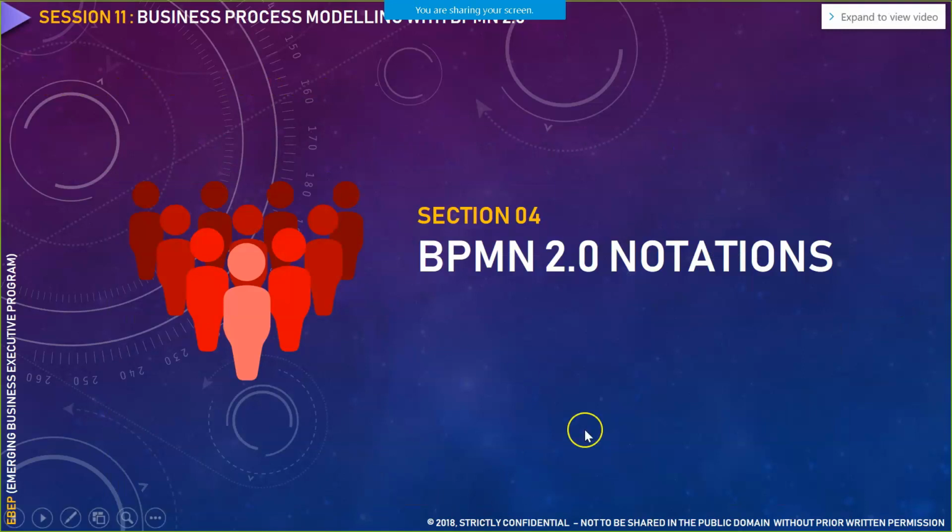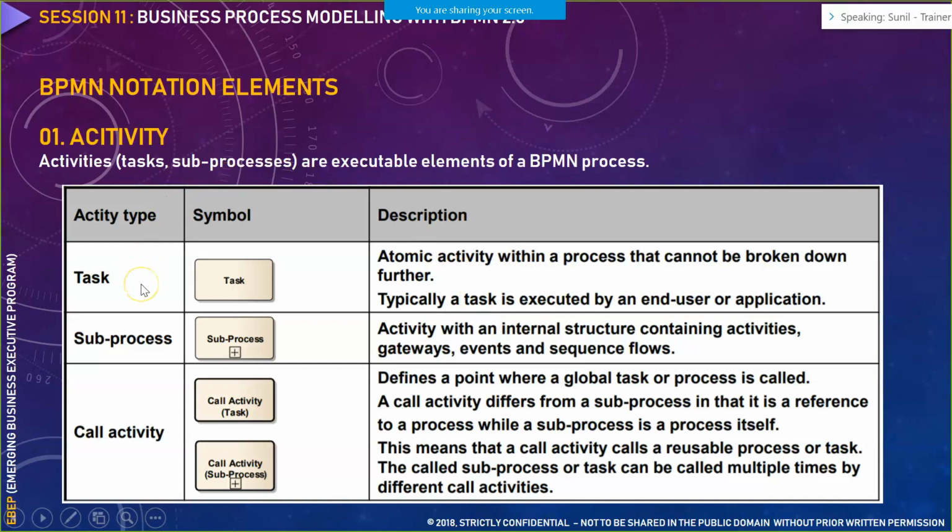Now let us understand some of the BPMN 2.0 notation. These are some of the common notations that you are going to use when it comes to BPMN 2.0. This particular thing is called a task. It is executed by an end user or application. Now the plus symbol under this rectangle denotes a subprocess. Now call activity, you can denote it this way or this way as well, depending on your needs.